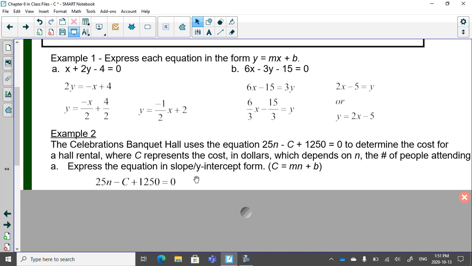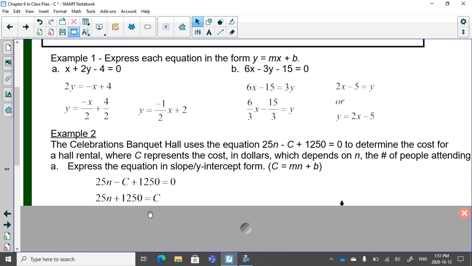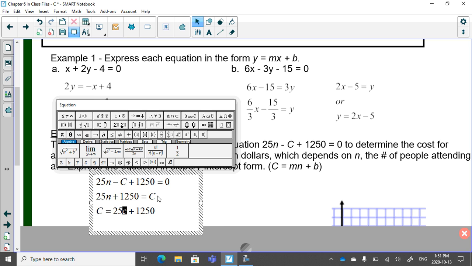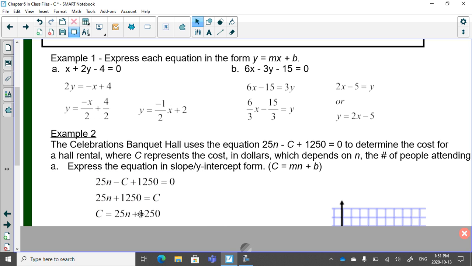There's a real easy way to do this. Just take your equation and move this subtract c to the other side. It becomes plus c. And then we can just spin it around. The cost is actually, that should be an n. The cost is $25 a person plus $1,250 up front.